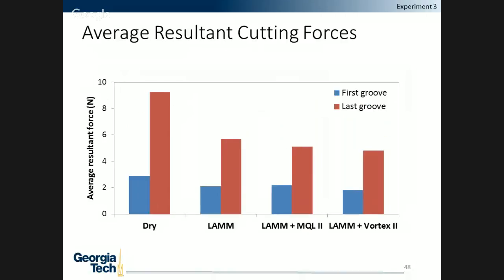Also, cutting forces were measured. No surprise that dry had the highest cutting forces due to wear. LAMB helped decrease that greatly, and the inclusion of MQL helped decrease the cutting forces by 10%. In addition, LAMB plus Vortex decreased the cutting forces by 50% compared to LAMB.